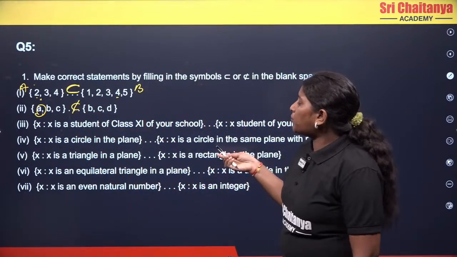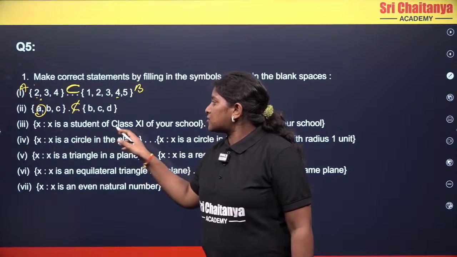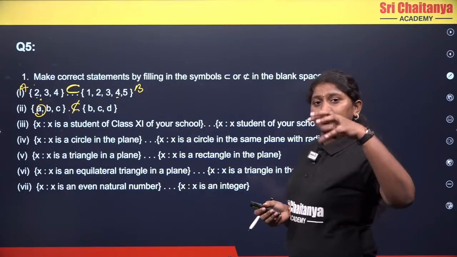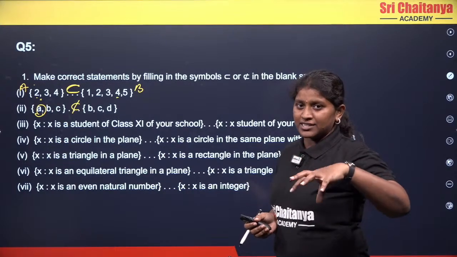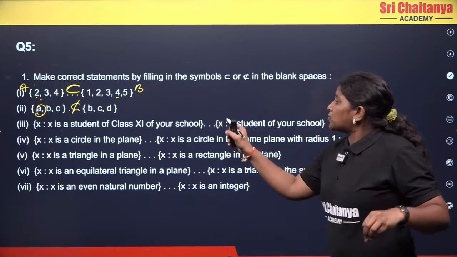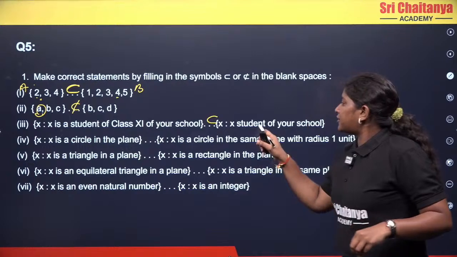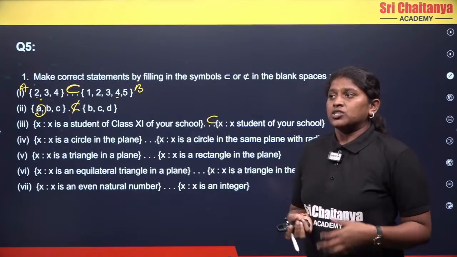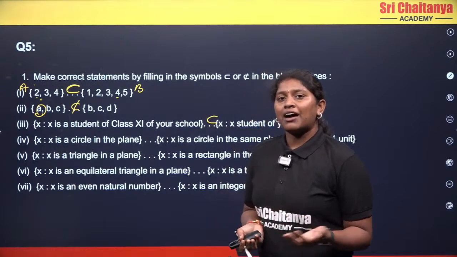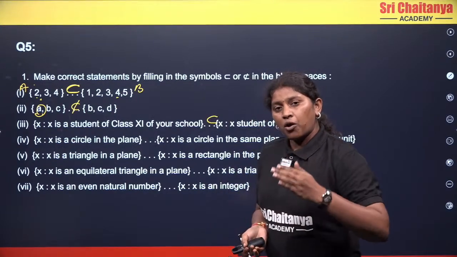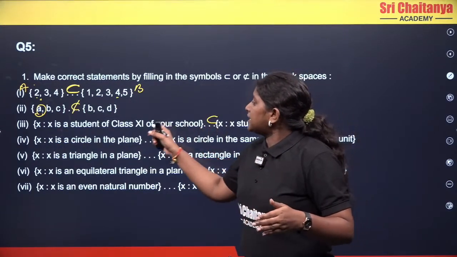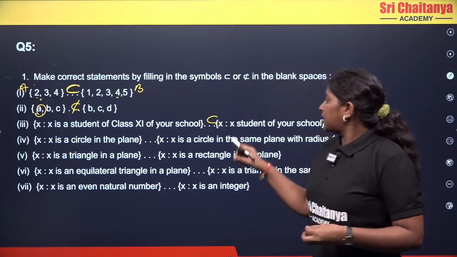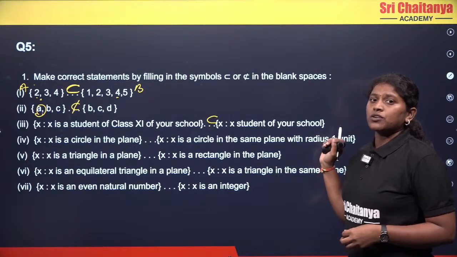Okay. Now moving to the next: X is a student of class 11th of your school. Just consider that we have class 11 students in our school, and they form a subset of the collection of all the students in our school. Why? Because students in a particular school means we have all the grades, and from all those grades, grade 11 is one of them. So the students of grade 11 become a subset of the students of our school.